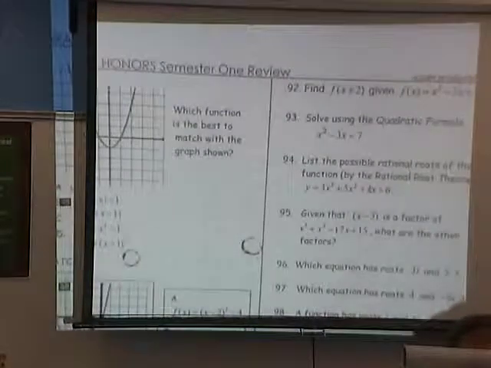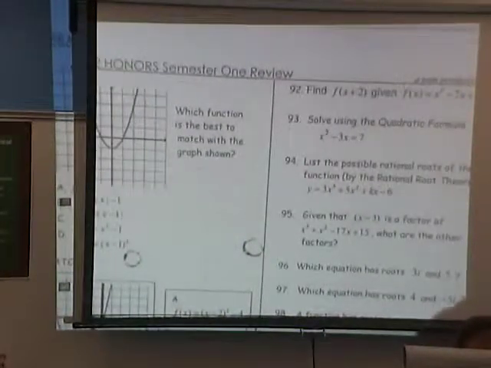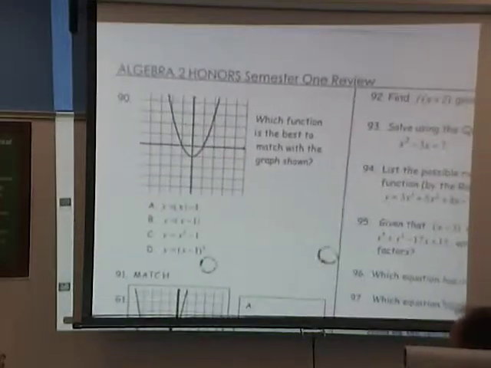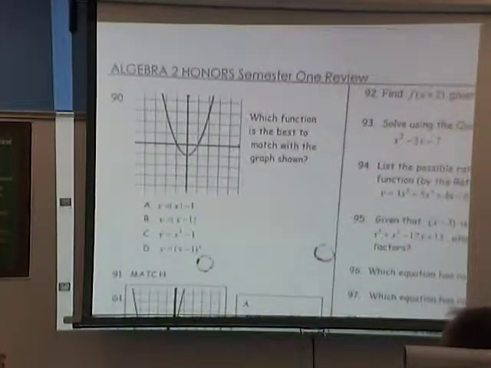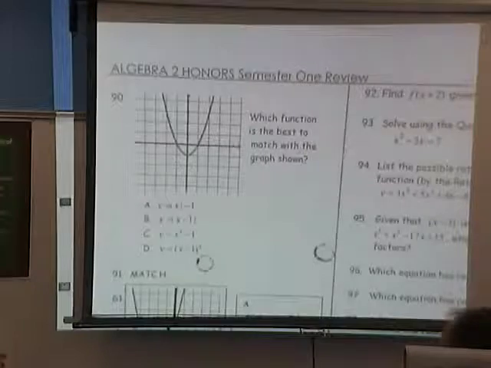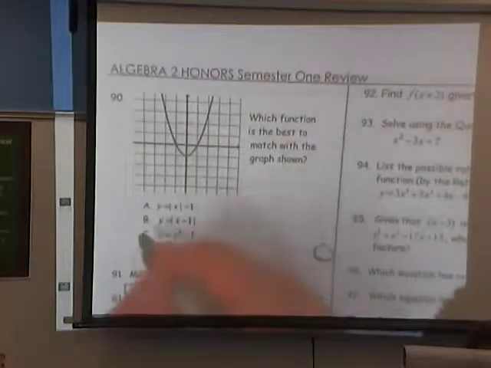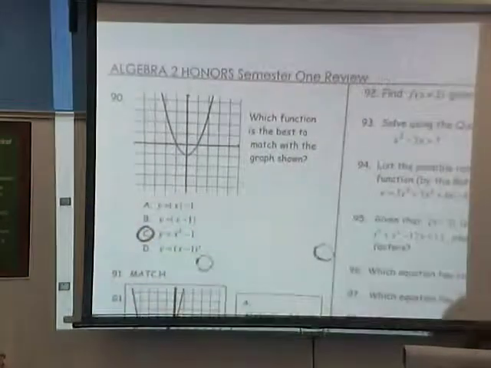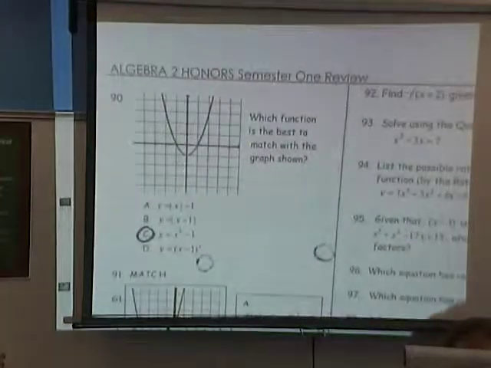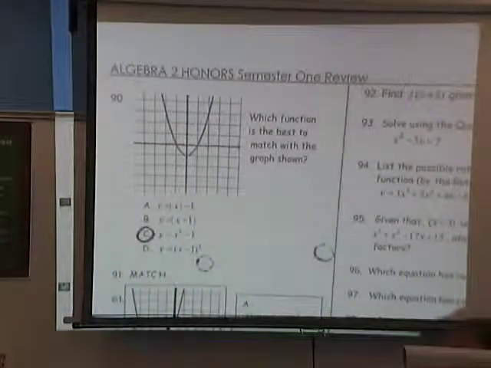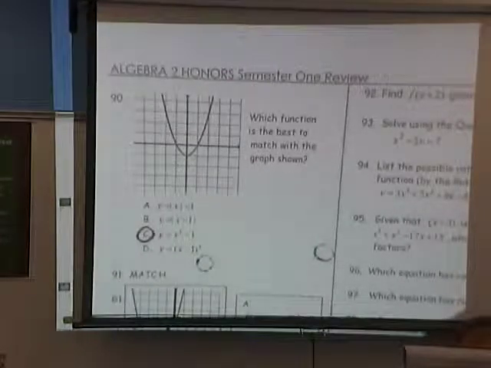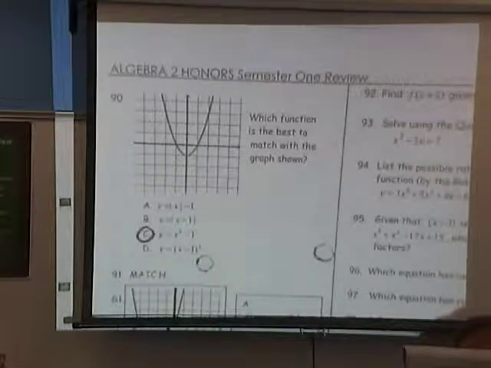90. Which function is best to match with the graph shown? The only thing that has a parabola is C. It is a parabola. Any questions so far? A and B are absolute value, and a parabola is quadratic. All right, 91.